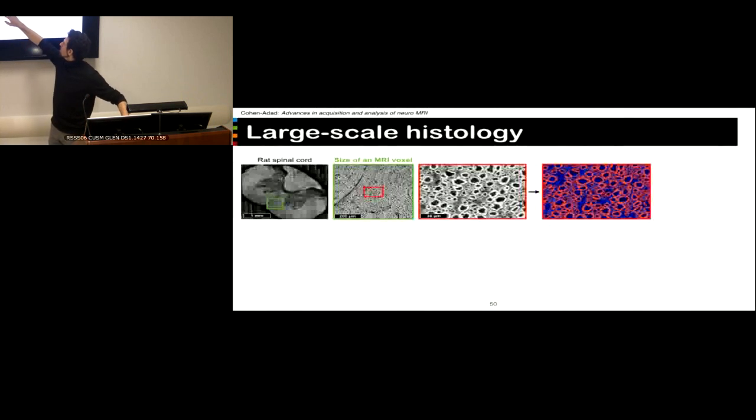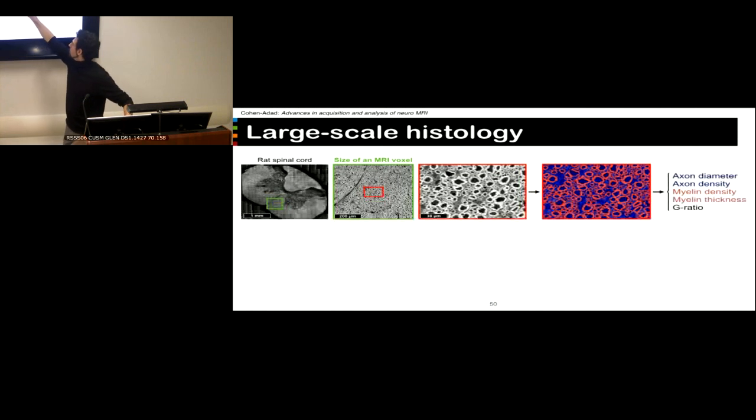And ultimately, our goal is to segment individually the myelin in red and the intracellular portion of the axons in dark blue. And that will enable us to then derive some quantities such as axon diameter distribution, myelin density, myelin thickness, and G ratio.